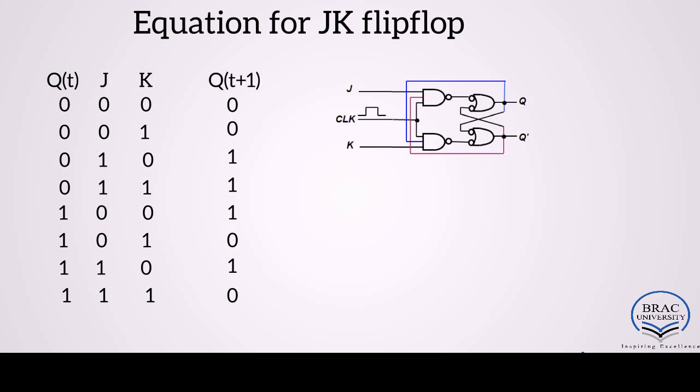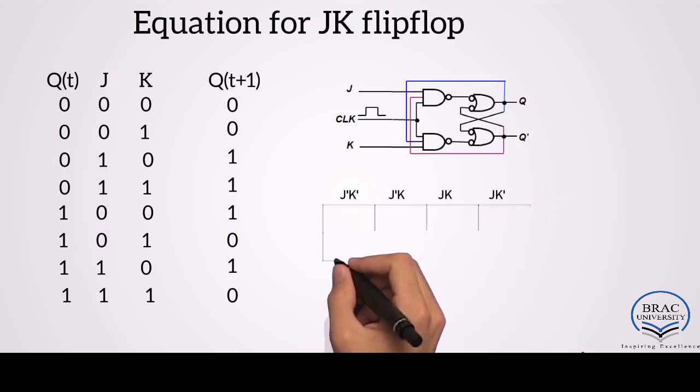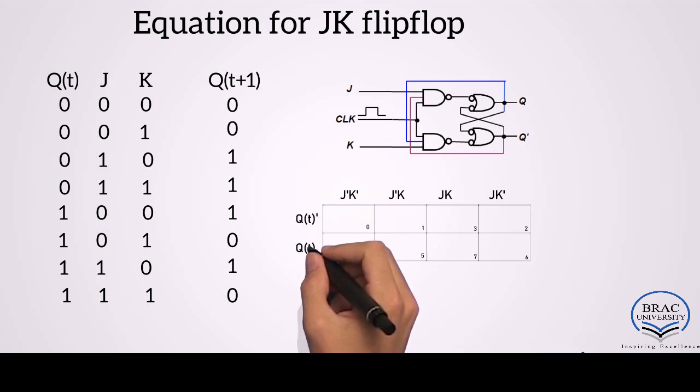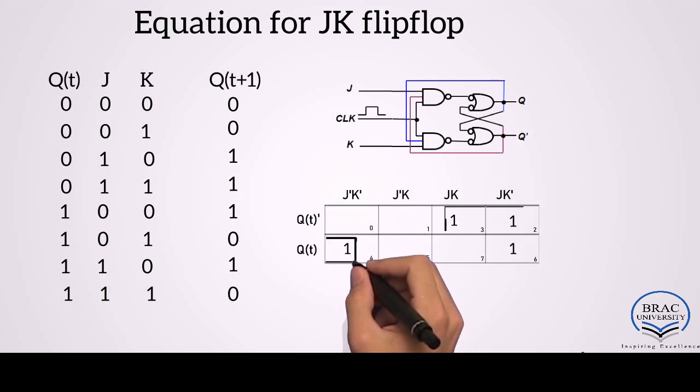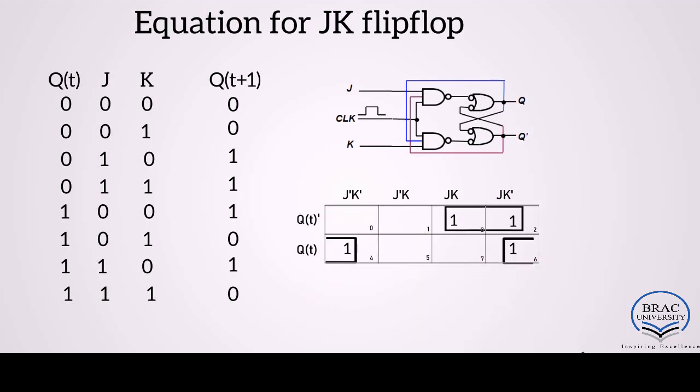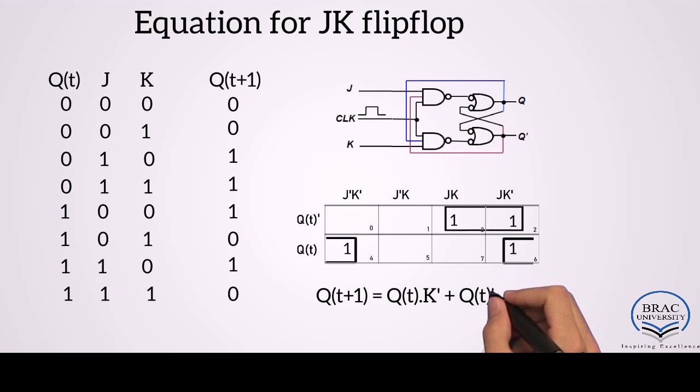After our truth table is complete, we can get a simplified equation for QT plus 1 using K-map. So our equation for the output of JK flip-flop is QT into K prime plus QT prime into J. This is the equation for our next state using JK flip-flop.